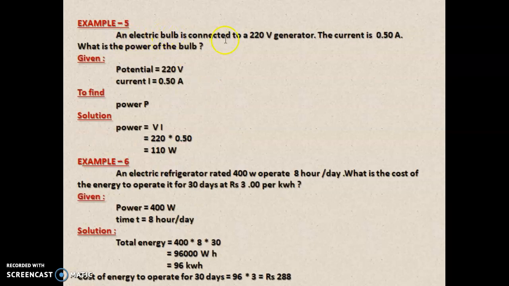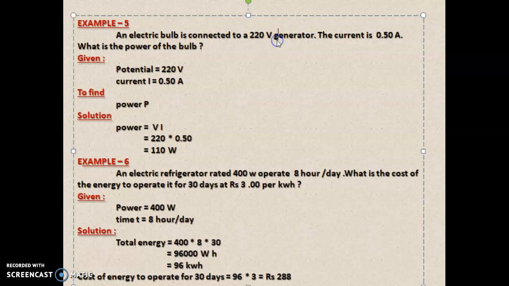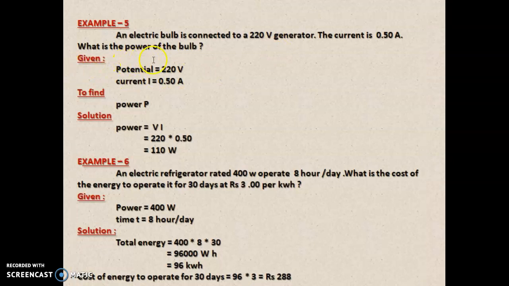An electric bulb is connected to a 220 volt generator. The current is 0.5 ampere. And what is the power of the bulb? Given the potential is 220 volt and current is 0.50 ampere. Here you have to find out the power. So the power formula is V into I, that is 220 into 0.50, that is 110 watt.